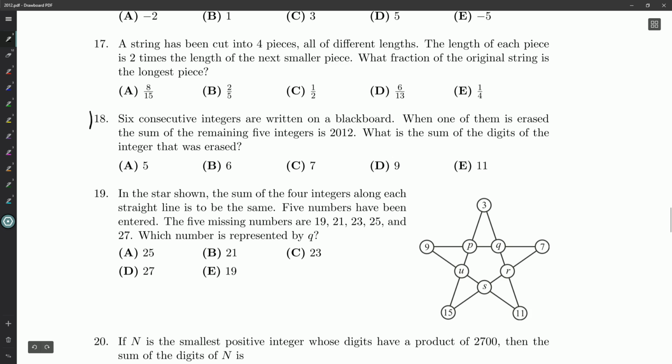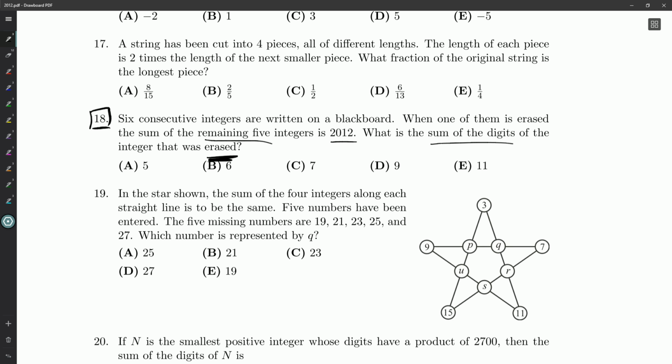In this video, we're going to be looking at question number 18 on our 2012 Cayley Math Contest. 6 consecutive integers are written on a blackboard. When one of them is erased, the sum of the remaining 5 integers is 2012. What is the sum of the digits of the integer that was erased? Okay, this number should likely be uniquely determined in order to get the sum of the digits.